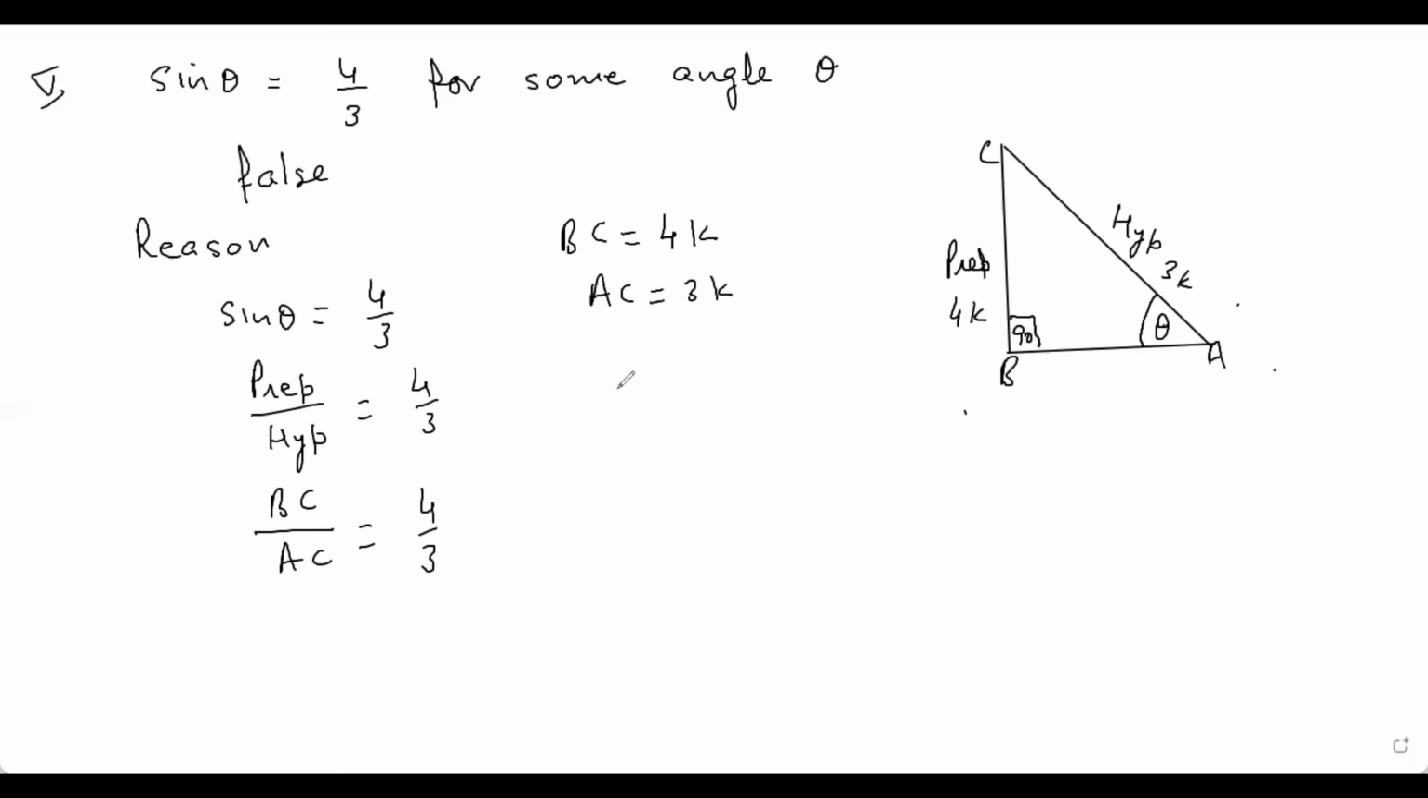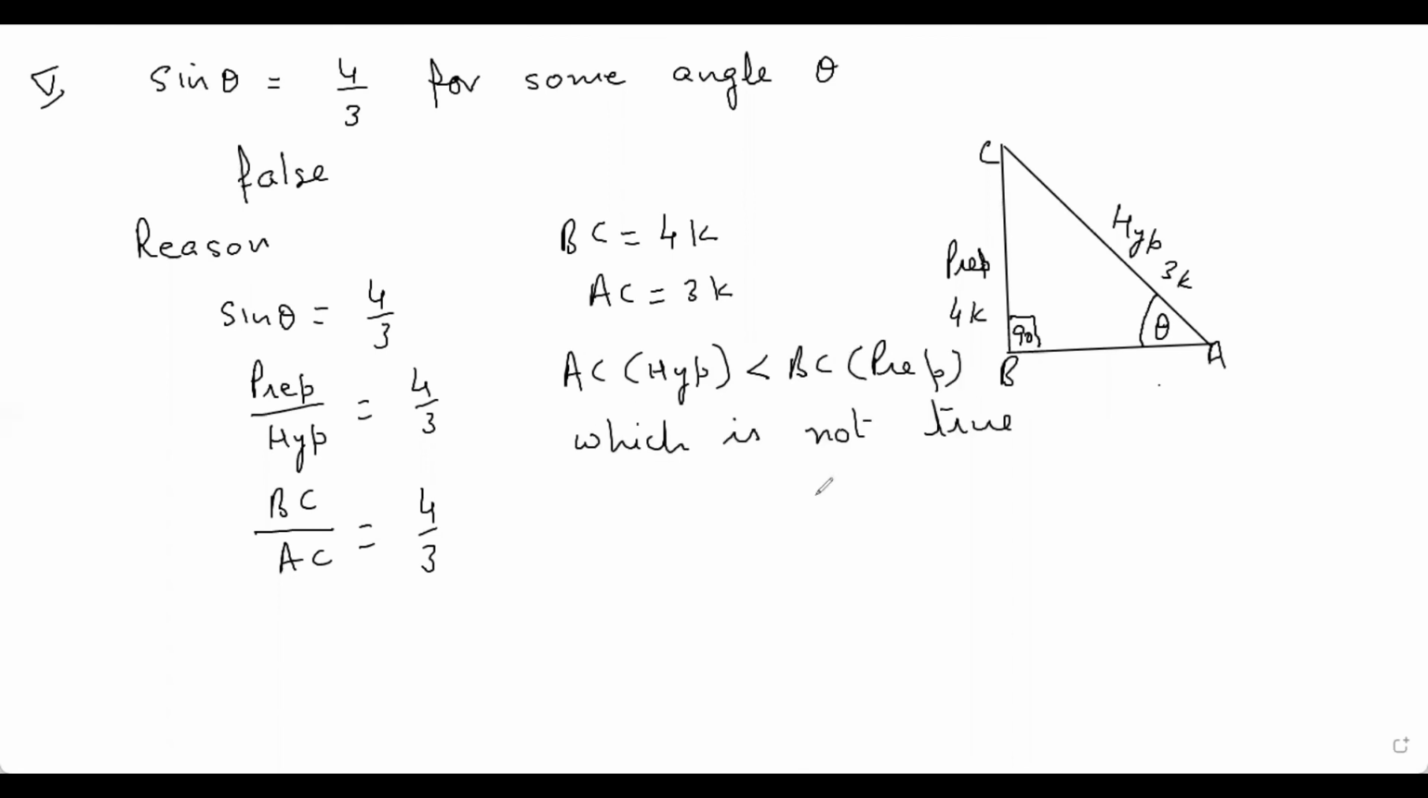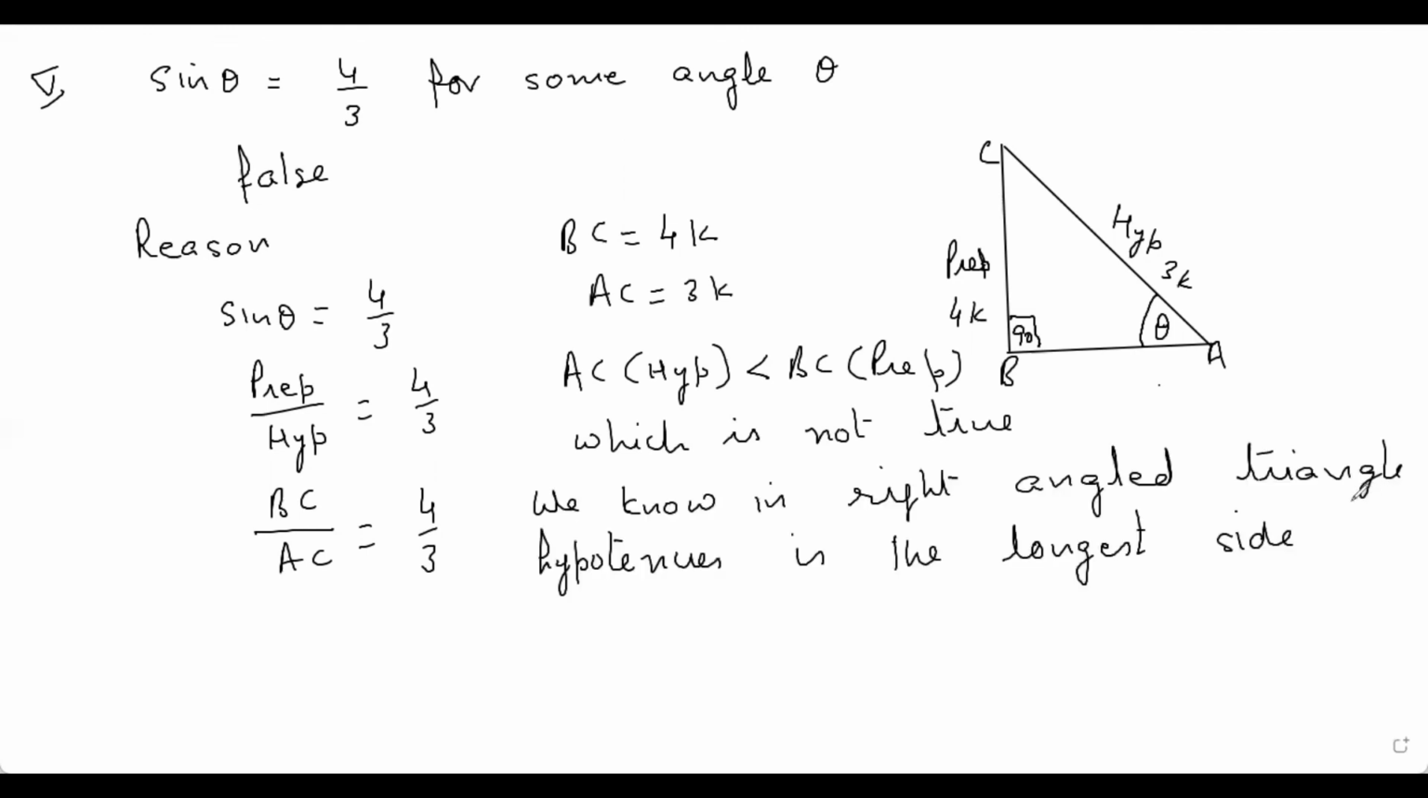We know that in a right angle triangle, hypotenuse is the longest side. But here hypotenuse is 3K and perpendicular is 4K. Hypotenuse is smaller than perpendicular, and that is not true. So the length of AC, which is hypotenuse, is less than the length of BC, which is perpendicular, which is not true. In a right angle triangle, hypotenuse is the longest side. So this is a false statement.